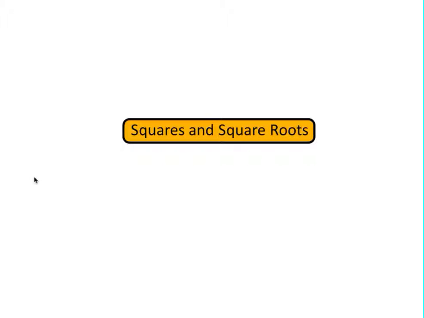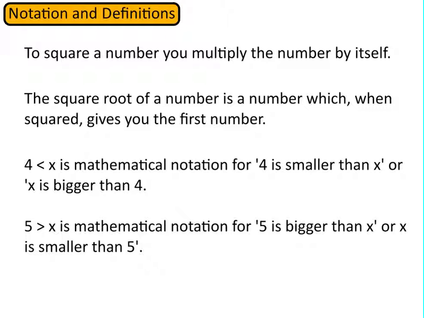So in this presentation we're going to look at squares and square roots, and let's just get straight into it. All the definitions and notation you need are there. A square number will be an original number times by itself. So to square a number, you're multiplying that number by itself. The square root of a number is a number which, when squared, gives you that original number. It's probably easier for me to explain this through some examples in a moment.